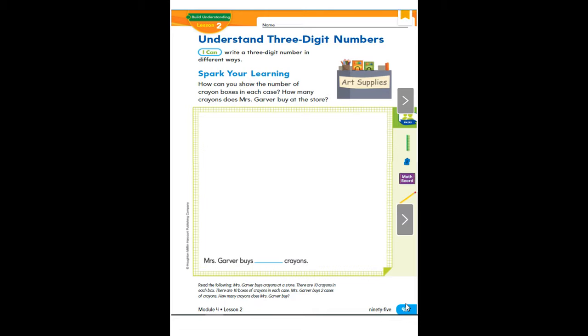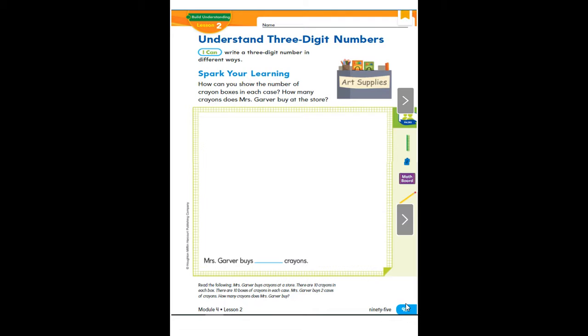All right, understand three-digit numbers. Here's our I can statement. I can write a three-digit number in different ways. Spark your learning. How can you show the number of crayon boxes in each case, and how many crayons does Mrs. Garver buy at the store? Well, let's read about Mrs. Garver. Mrs. Garver buys crayons at a store.